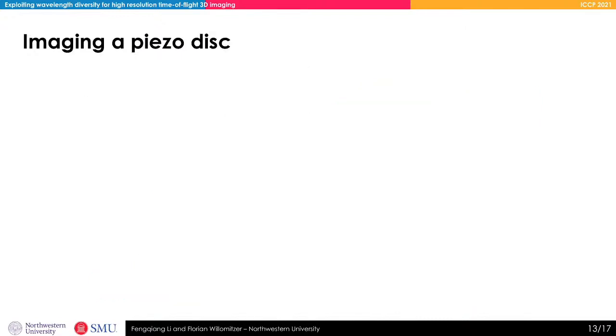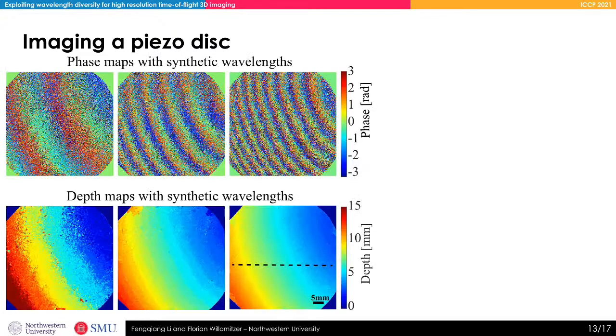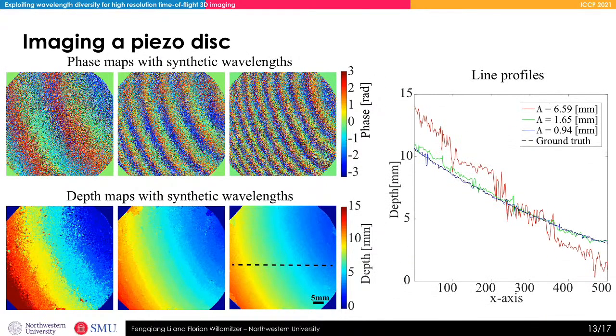With this implementation, we image a tilted rough metal disc at 3 different synthetic wavelengths. Again, smaller synthetic wavelengths provide a better depth precision, as we can see when we compare the blue line of 1 mm synthetic wavelengths with the red line of 6.5 mm synthetic wavelengths.